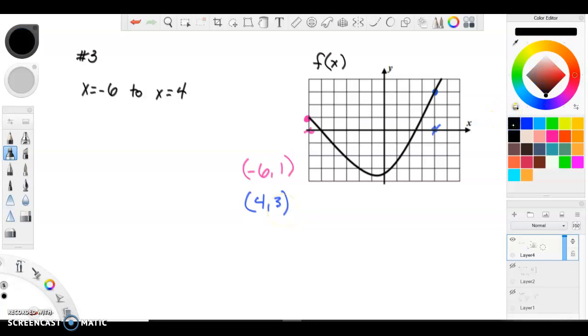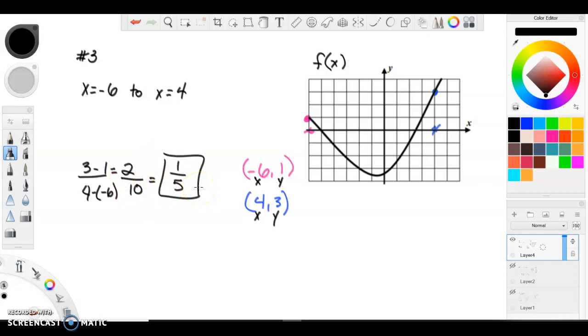Once again, I'm going to do my change in y's over change in x's. Check out my y values here. That's the 3 and the 1. I started at 1, I went to 3. That means an increase of 2 because 3 minus 1 is 2. For my x's, I ended on 4 and I started on negative 6. So end minus beginning, 4 minus negative 6, which is the same as 4 plus 6. So this is 10. Sorry about this ugly fraction over here. Let's squeegee that. 2 over 10 reduces to 1/5. Average rate of change is 1/5.